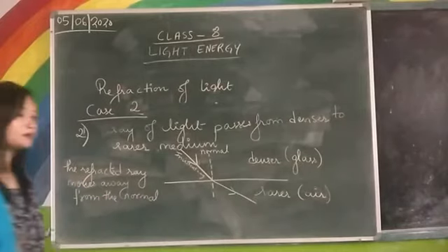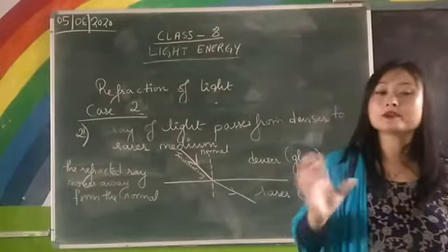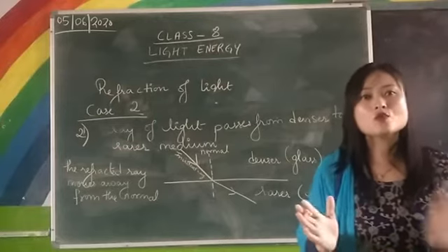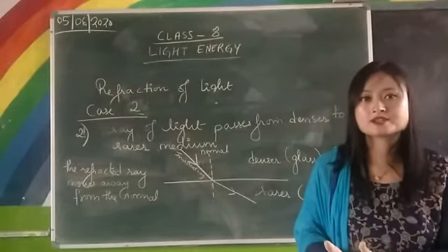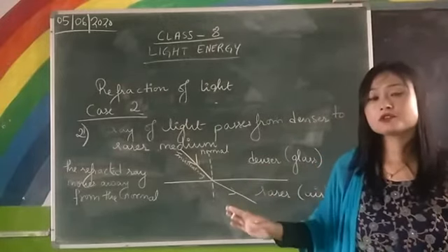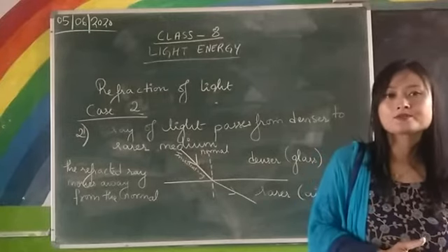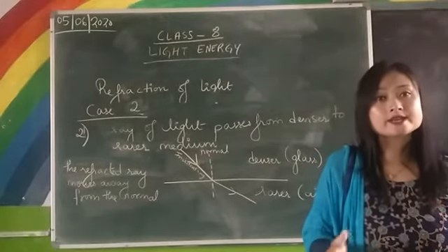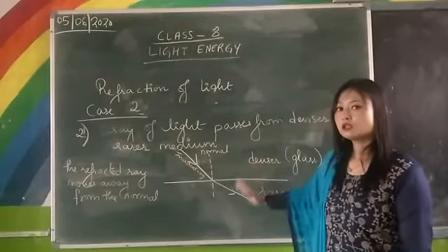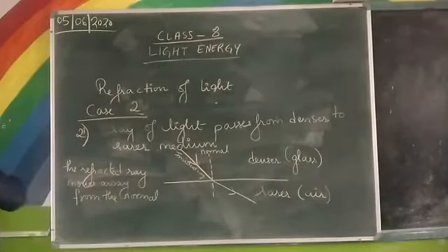Okay, so this is your case 2. In the first case, when the ray of light falls from rarer to denser, the refracted ray moves towards the normal because the speed decreases. In case 2, just the reverse. When the ray of light falls from denser to rarer, the speed of the light increases and thus the refracted ray moves away from the normal. Okay, this is your second case.